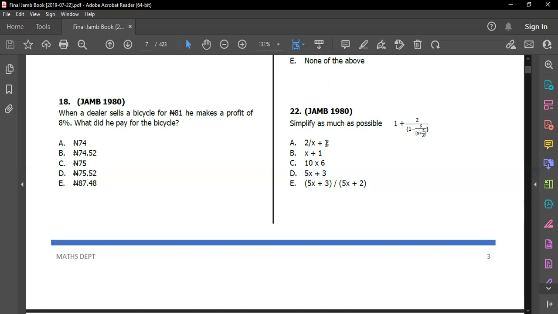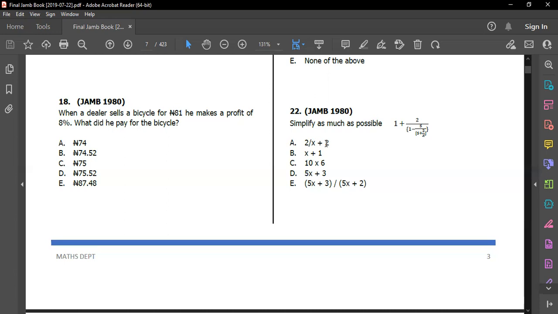Now, how many 5x plus 2 can we get in 5x plus 2? We only get 1. So 1 times 5x will give you 5x. So what that means is that this one will cancel this one. So finally what you have is 2 over 5x plus 2.